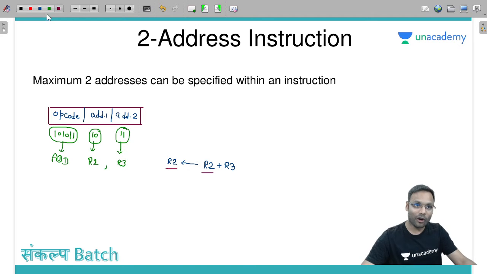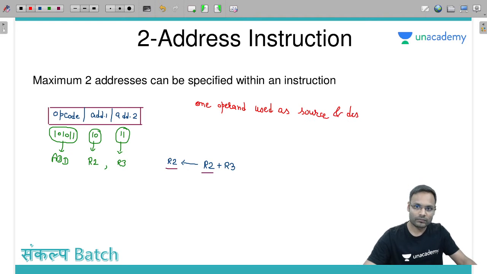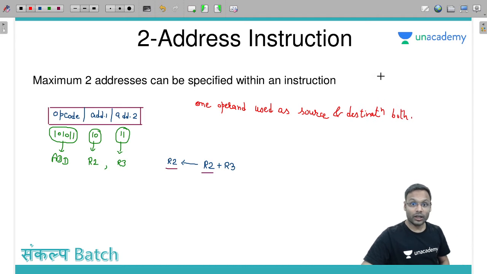So one operand is used as source and destination both. Got it? That is a 2 address instruction.